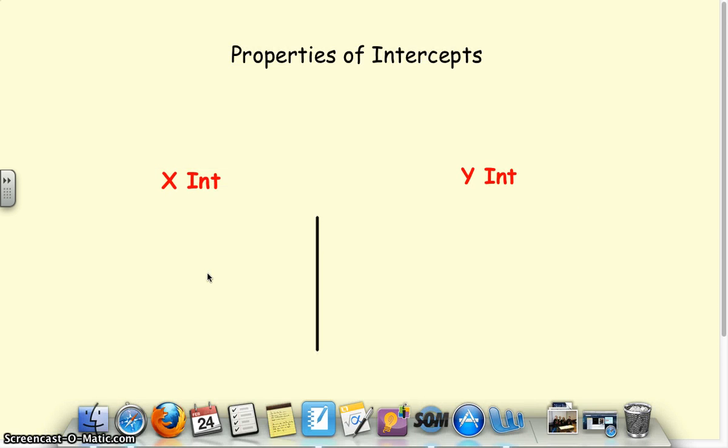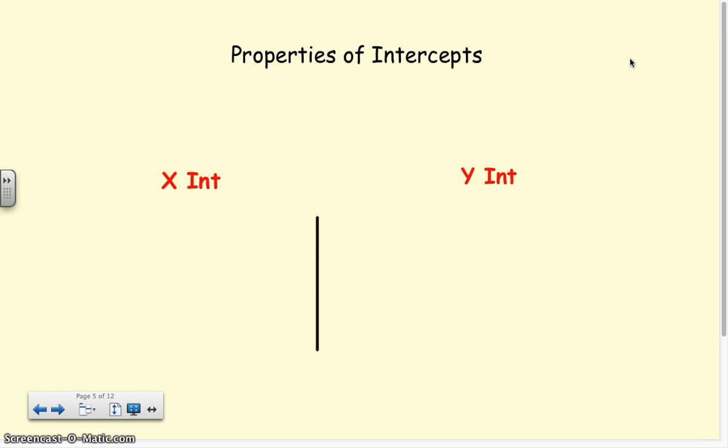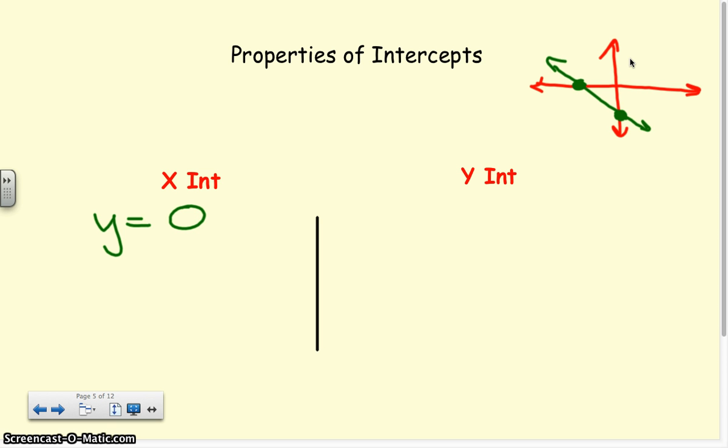Here are some properties of intercepts that I want you to be able to identify. If I have this nice, beautiful coordinate plane, and let's say I had an x-intercept right here and a y-intercept down here. I want you to look at some properties of this. When I'm crossing the x-intercept, what does y equal? What is our y value when I'm right here? 0. You have to know this, and it will always be the case. Whenever I cross the x-intercept, y is going to be 0.